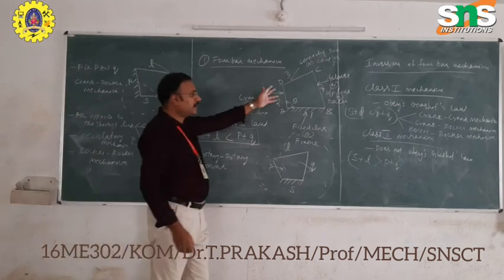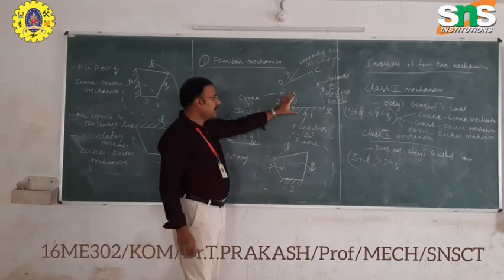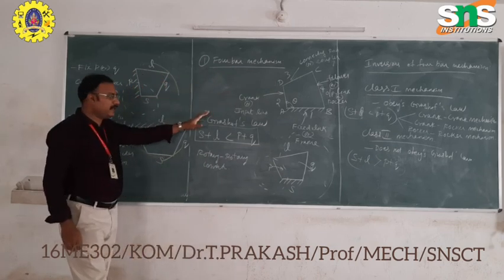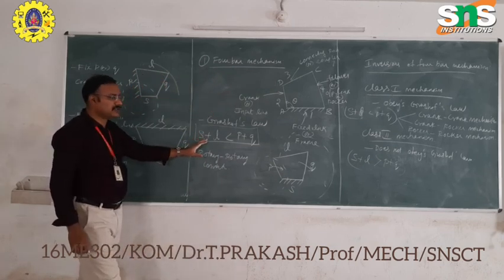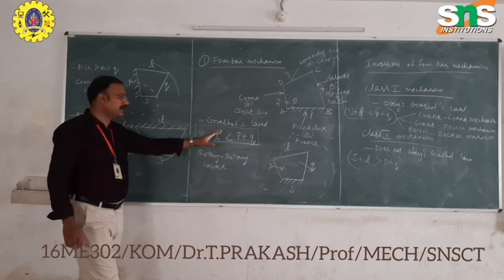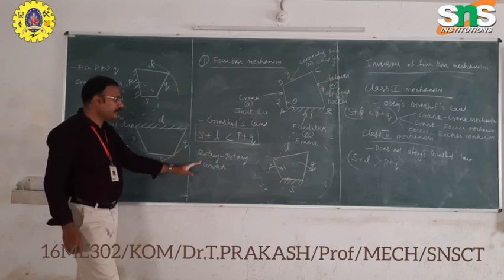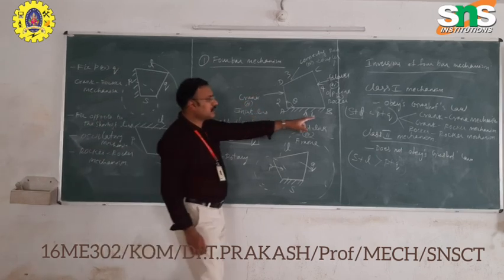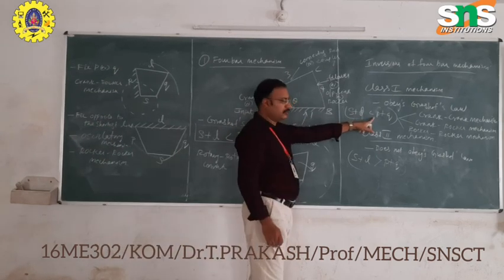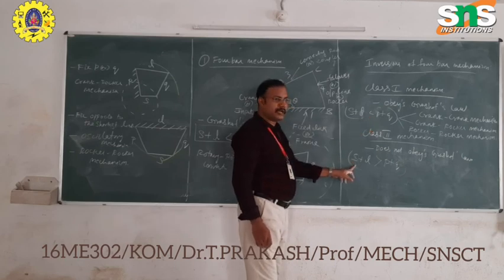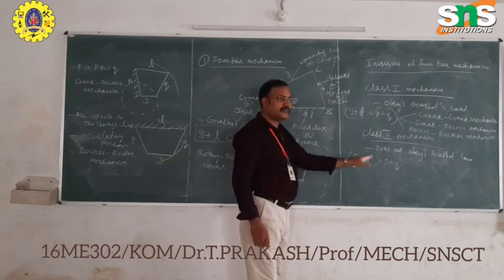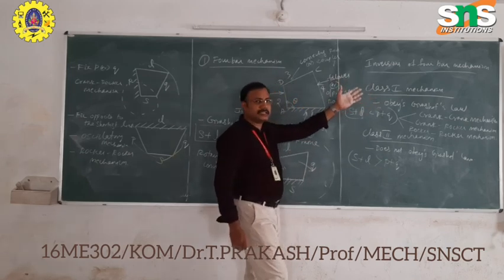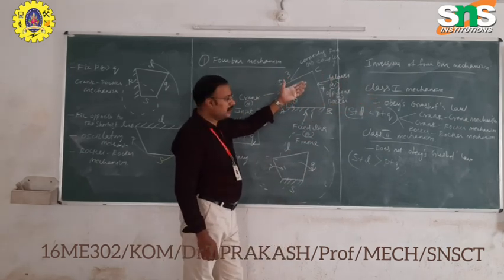These are the important mechanisms possible, or you can design the mechanisms in a 4-bar chain if you fix different links in different positions. But once again I repeat, in the inversions of a 4-bar mechanism, by using Grashof's law, the sum of the shortest link and longest link should be less than the other two links. When you take class 1 mechanism, it obeys Grashof's law. And in class 2 mechanism, the sum of the shortest and longest link will be greater than the other two links.